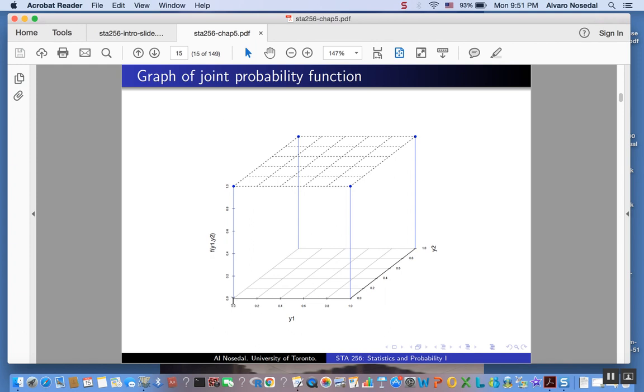We have y1, this guy lives in the 0, 1 interval. We have y2 also lives in the 0, 1 interval. All pairs that you can form between y1 and y2 are possibilities. Okay, so that's why we have something that is continuous. So the surface that we have is just this. We have a constant at 1. It's a plane, right?